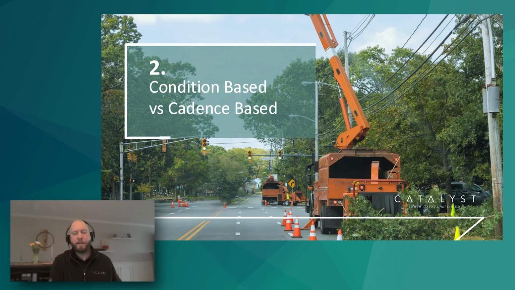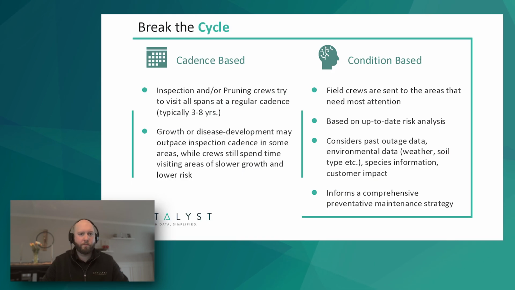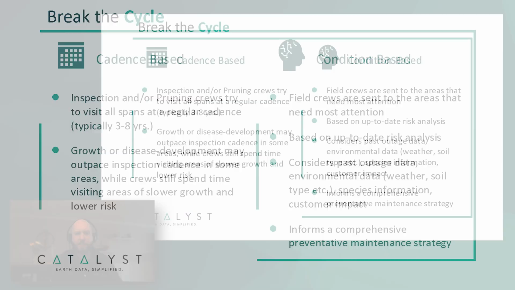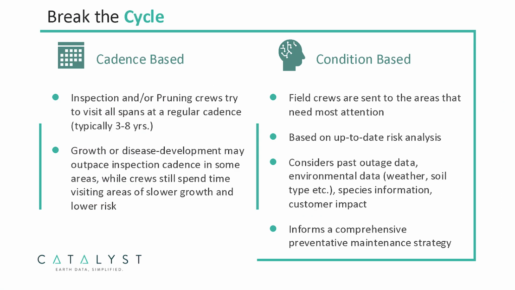Now, I'd like to showcase the differences between the 2 processes of condition versus cadence-based and how they cooperate together for an improved vegetation management program. Most utilities are still doing their vegetation inspections using a cadence-based approach. If you're operating on a 3 to 5 year cycle of ground-based inspections, tree growth and deteriorating health are likely to outpace that cycle time, creating new risks every single year.